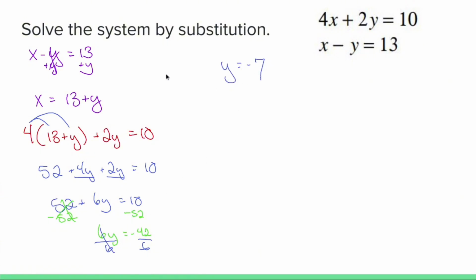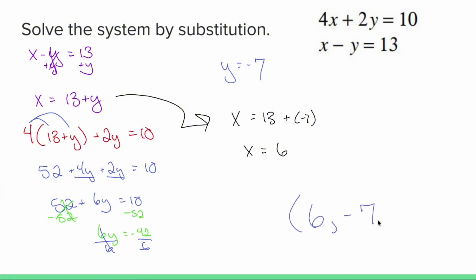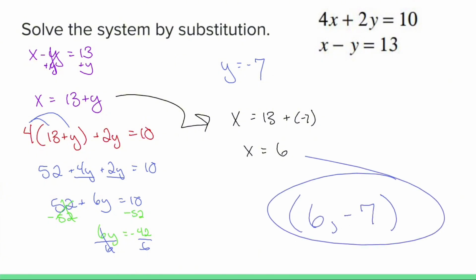Now, since I already said right here that x equals 13 plus y, why don't I just use that equation and plug in negative 7 for y and find out that x equals 13 plus negative 7, which means x equals 13 minus 7, which is 6. So if x is 6 and y is negative 7, then that leaves me with the point 6, negative 7. And that's how you solve a system of equations by substitution.